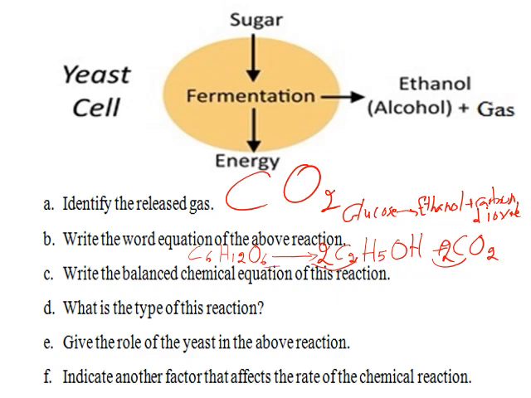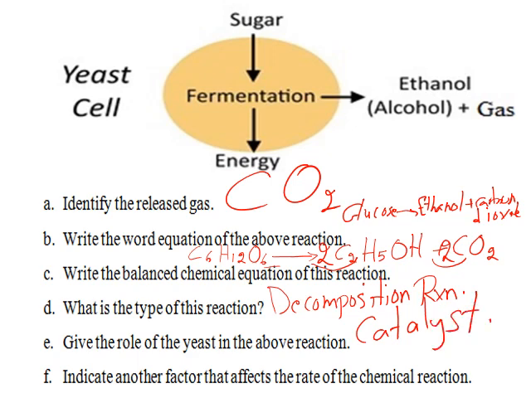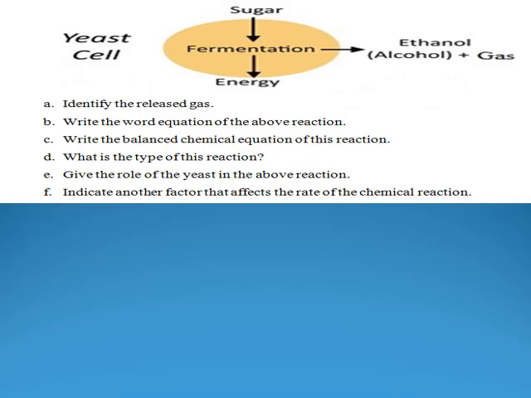What is the type of the reaction? This reaction is defined as a decomposition reaction. Give the role of the yeast: it is a catalyst that is not consumed at the end of the reaction. Another factor that affects the rate of the chemical reaction is temperature.